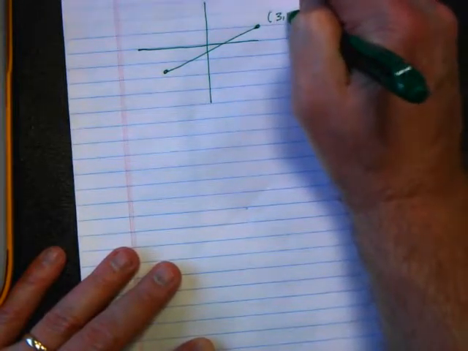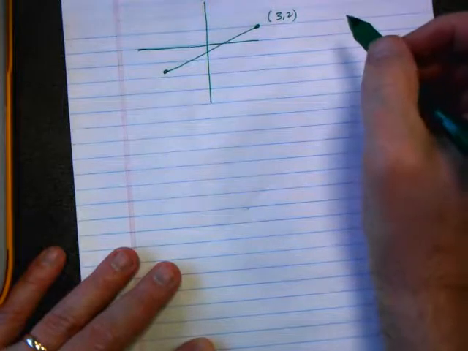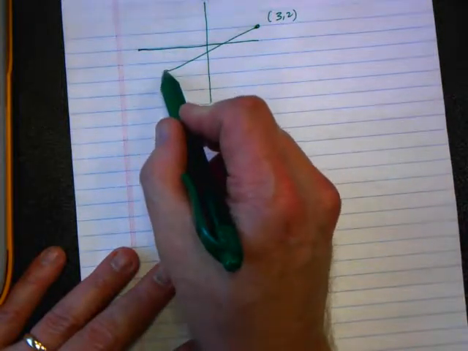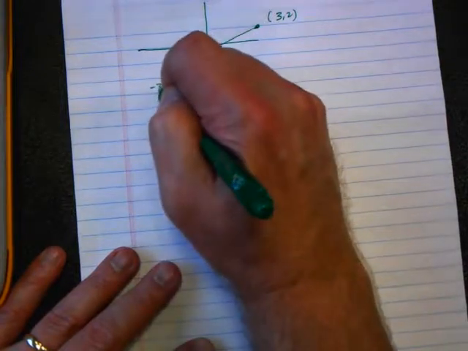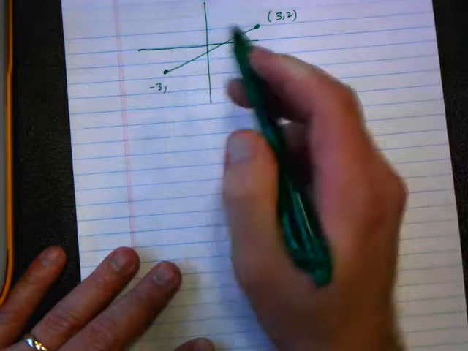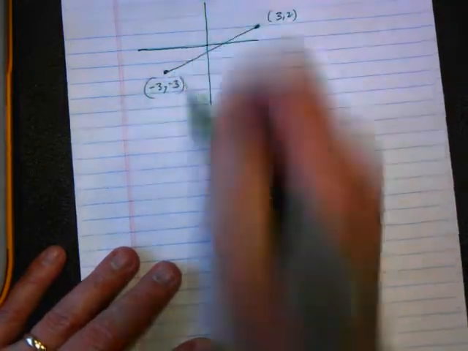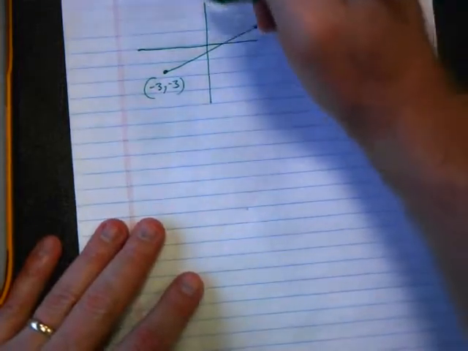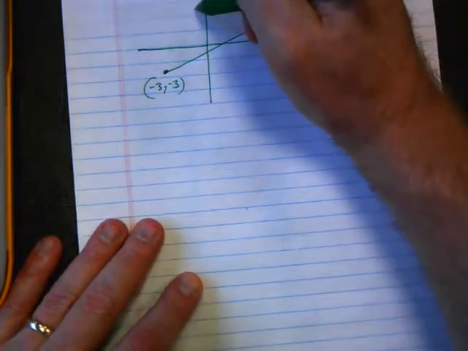That's 3,2. And this one looks like it's -3, comma, -3. Okay. There's one line. Yeah. Read that. That's a line segment at least.